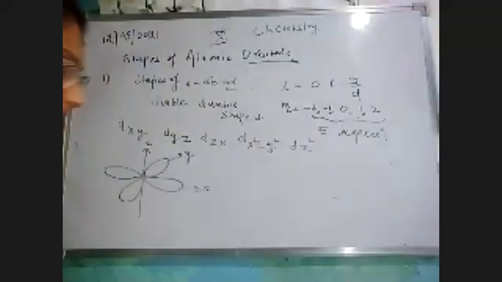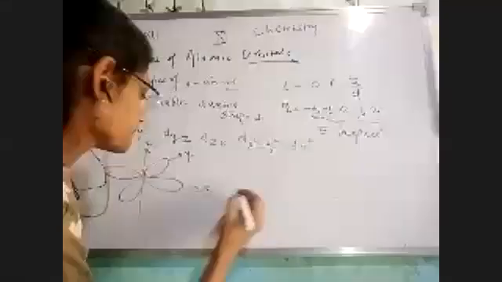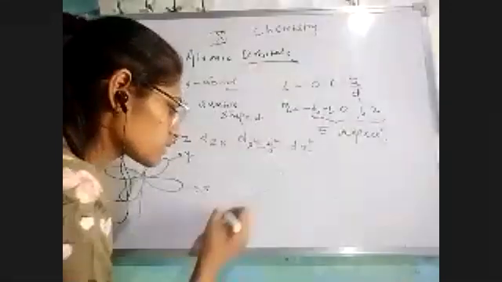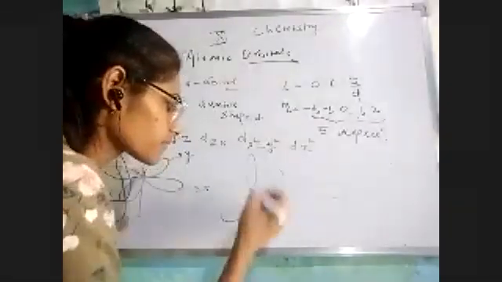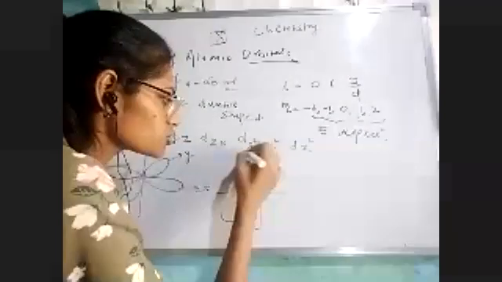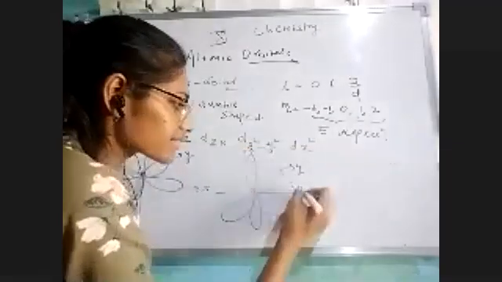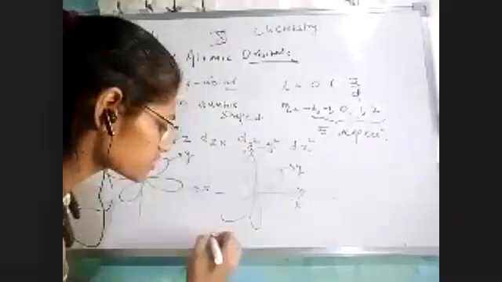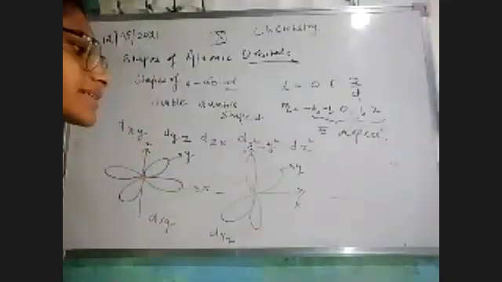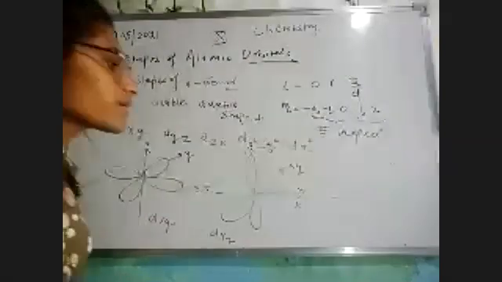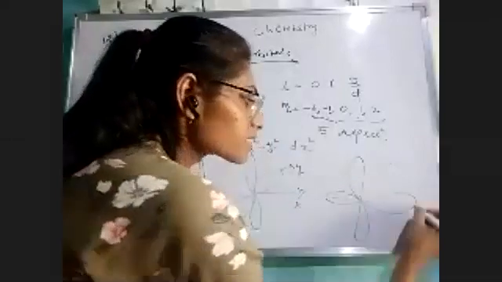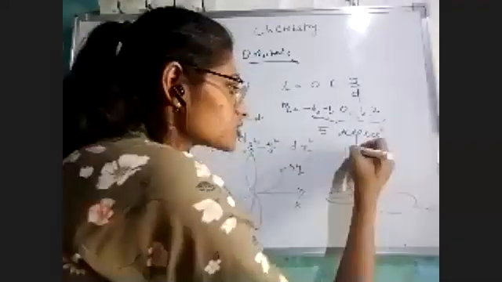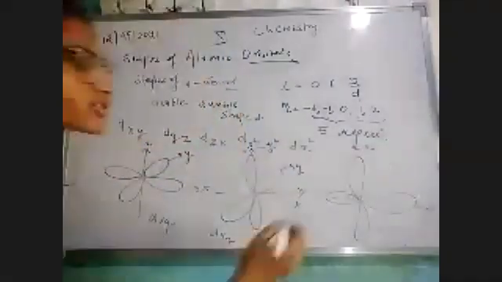The dyz would be in this shape. This is our z, this is our y, and this is our x. This is dyz. This is dxy. Same as it is if I'm talking about dxz, what would happen? Okay, x and z. This is representing dxz.